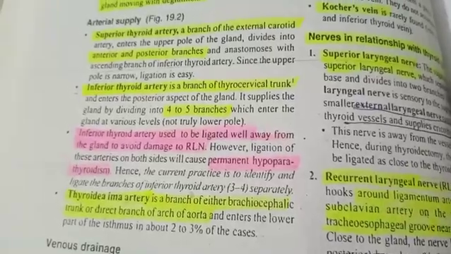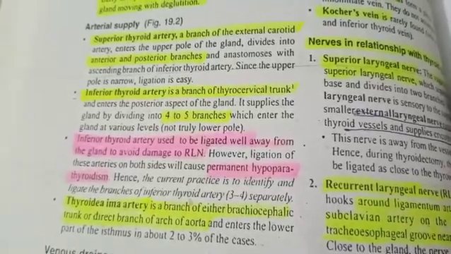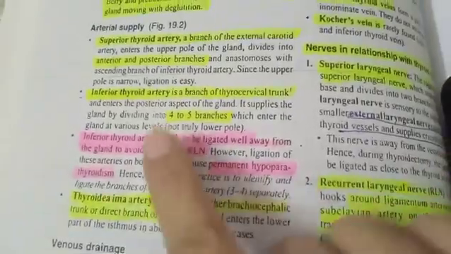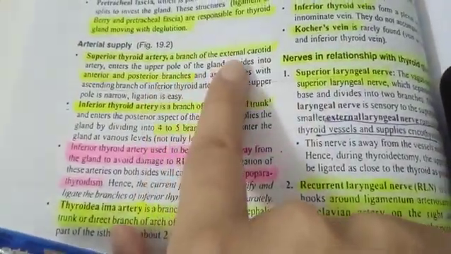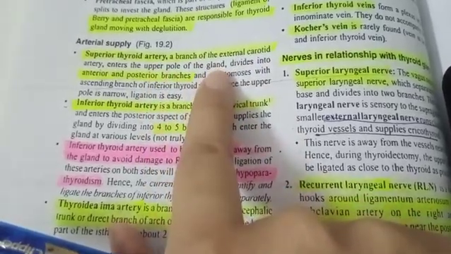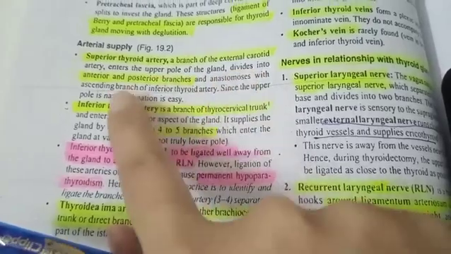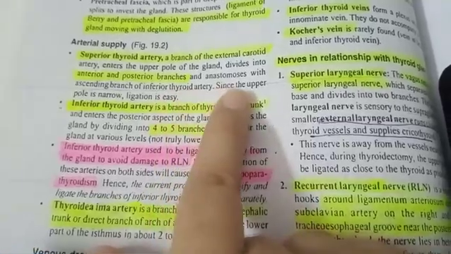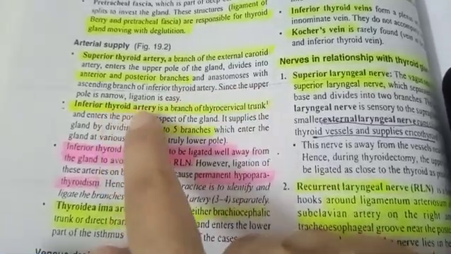Now starting with the arterial supply of the thyroid. We know there's the superior thyroid artery, which is the branch of the external carotid artery that enters the upper pole of the gland. Then it divides into anterior and posterior branches, which anastomose. Then it ascends with the inferior thyroid artery, and since the upper pole is narrow, ligation is very easy there.